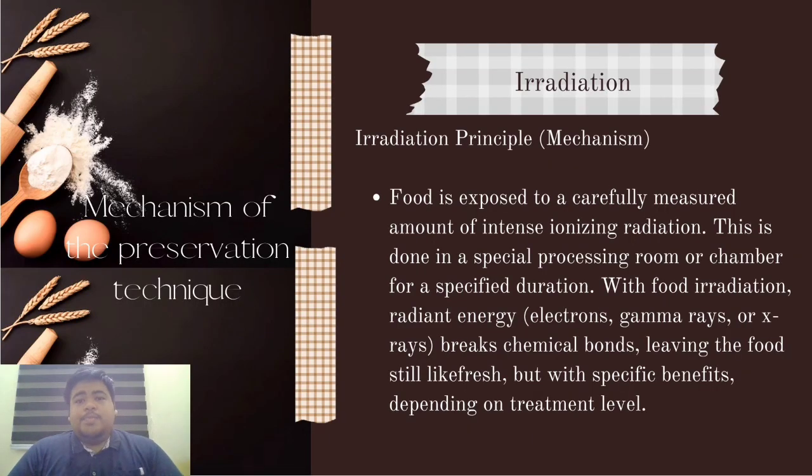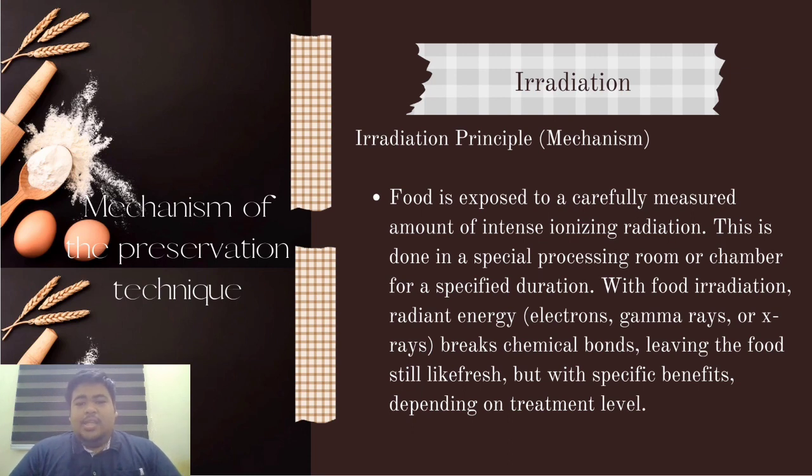Now we move on to the next part of the presentation, which is about the other preservation technique that we can use on the flour. The preservation technique that we use is food irradiation. For the mechanism, the food is exposed to a carefully measured amount of intense ionizing radiation. This is done in a special processing room or chamber for a specified duration.